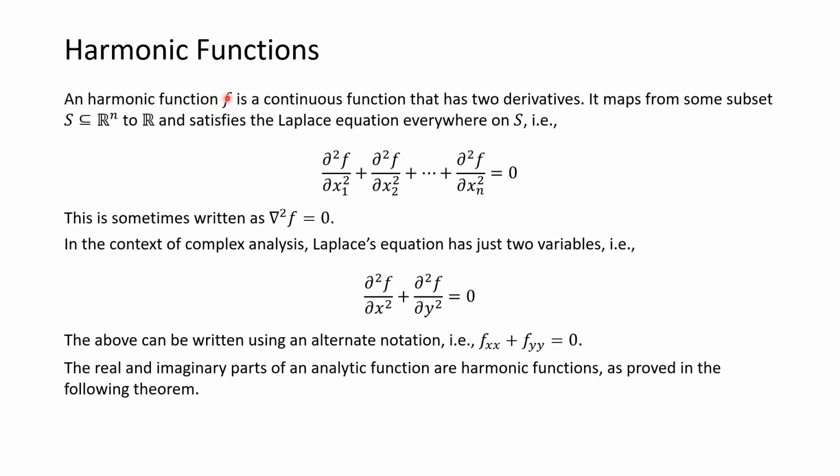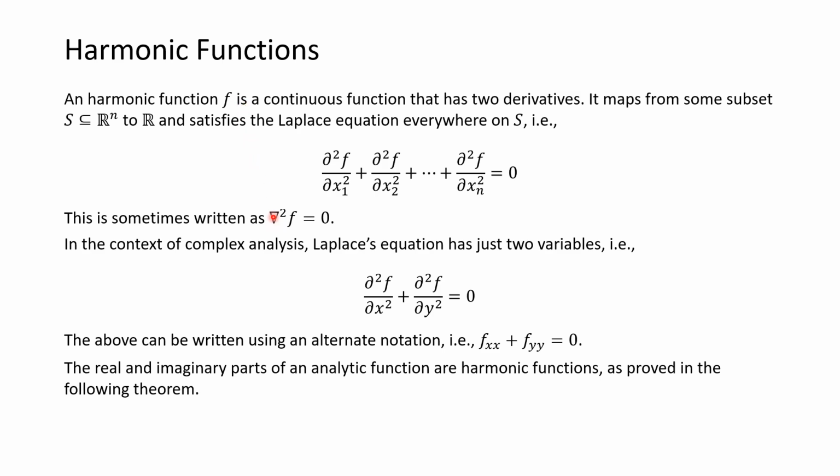A harmonic function, f, is a continuous function that has two derivatives. It maps from some subset S of n-dimensional Euclidean space to one-dimensional Euclidean space, and it satisfies the following equation, which is known as Laplace's equation. As you can see here, it's the second derivative of f with respect to each one of the n variables, representing each one of the n dimensions here. And that needs to equal 0 in order for the function f to be considered a harmonic function.